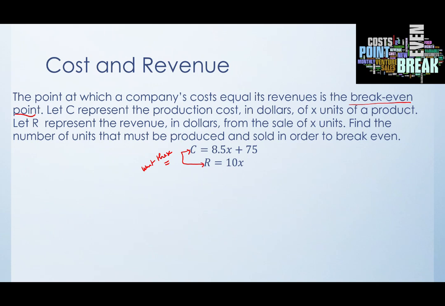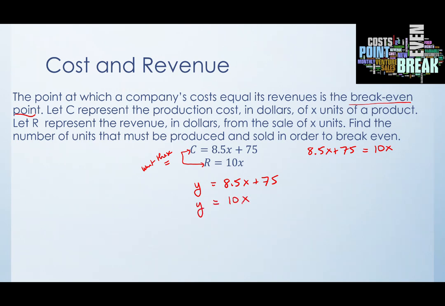Now, there are two ways to solve this problem. One, we can just say, what is 8.5x plus 75? When is that equal to 10x? And honestly, this is the easiest way to go. It's equivalent to setting this up as a system of equations in x and y, because we want cost to equal revenue, so we can use y for both of those.